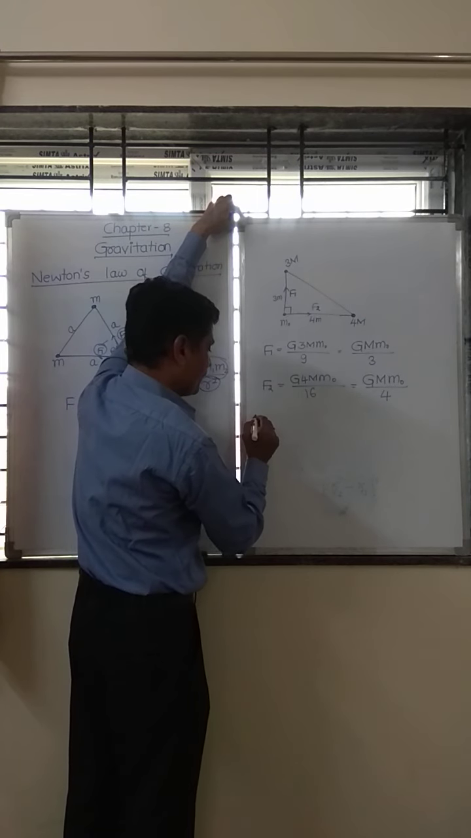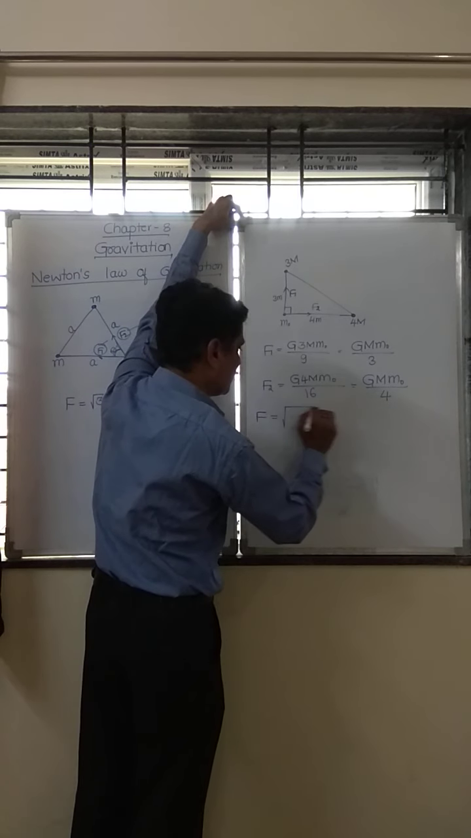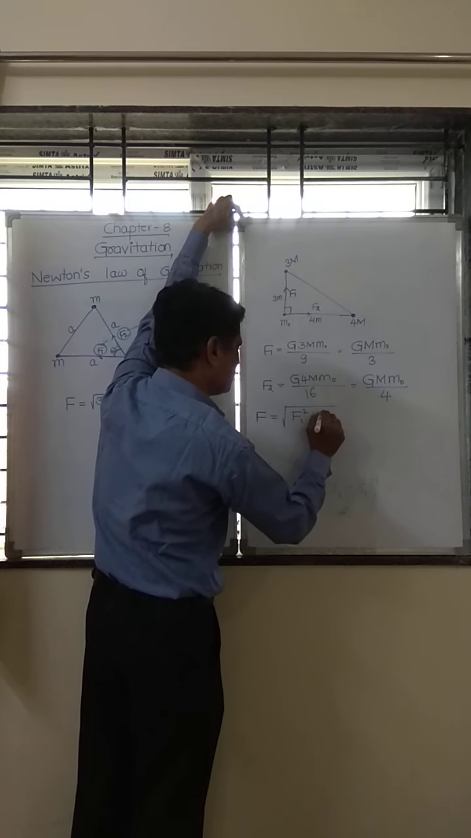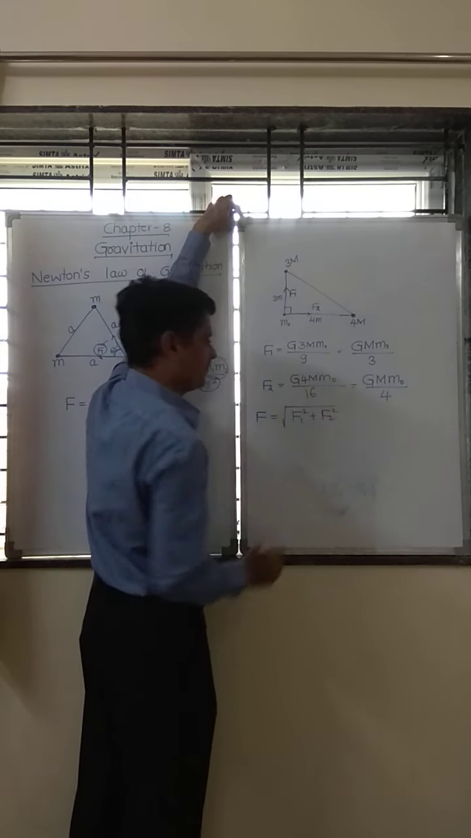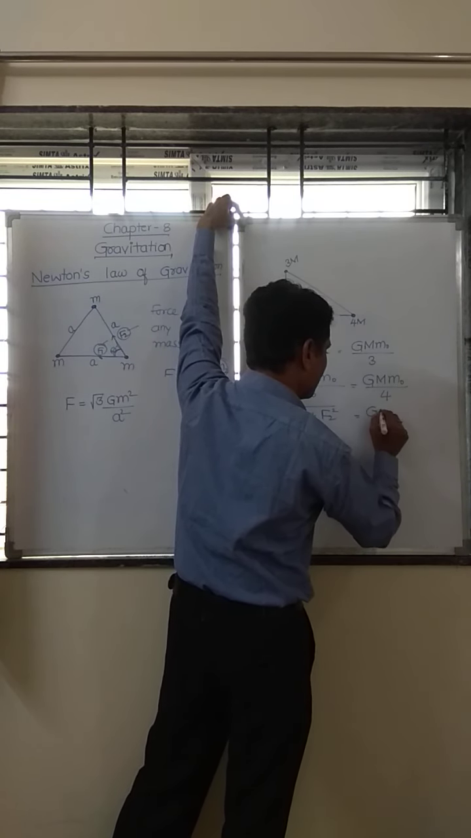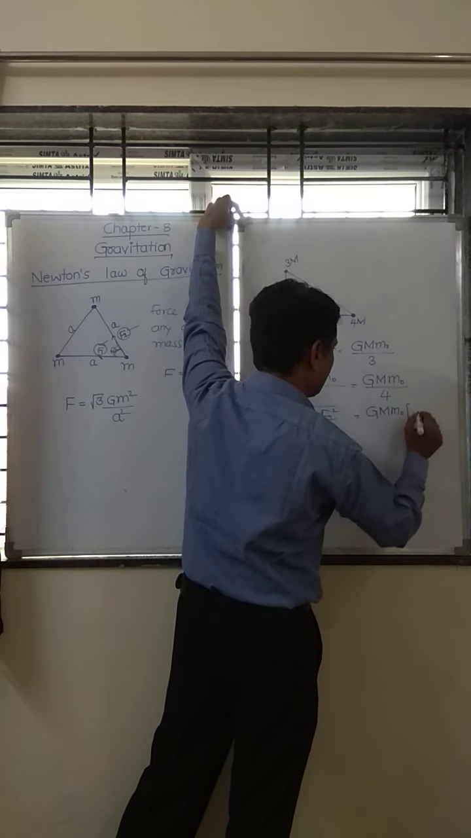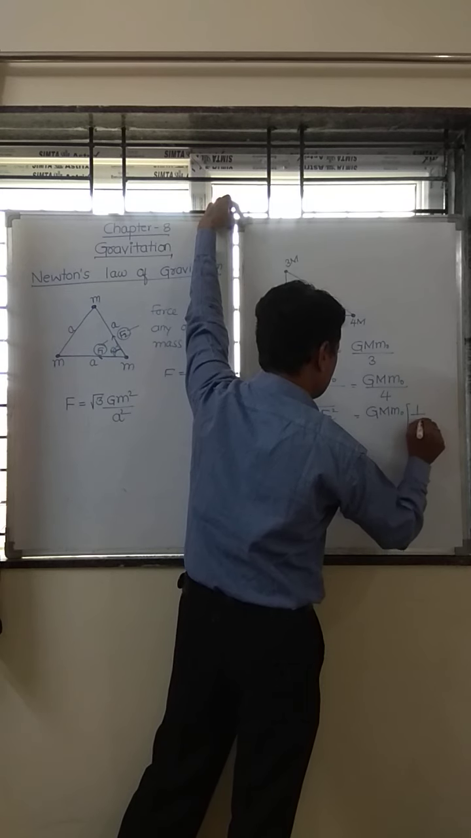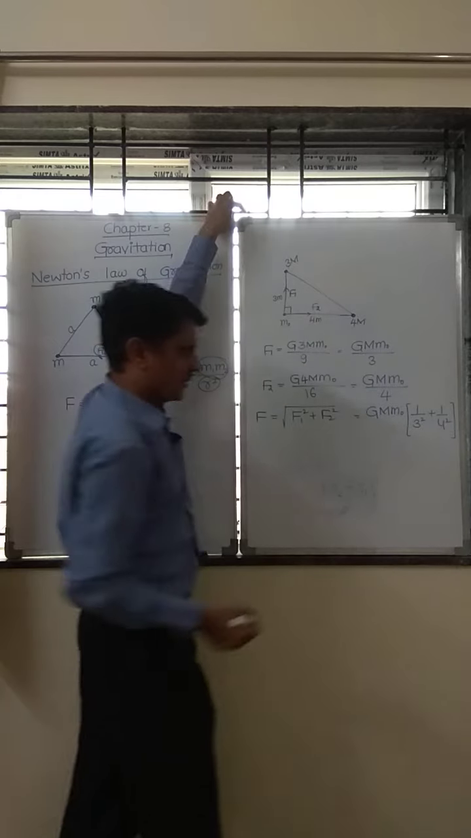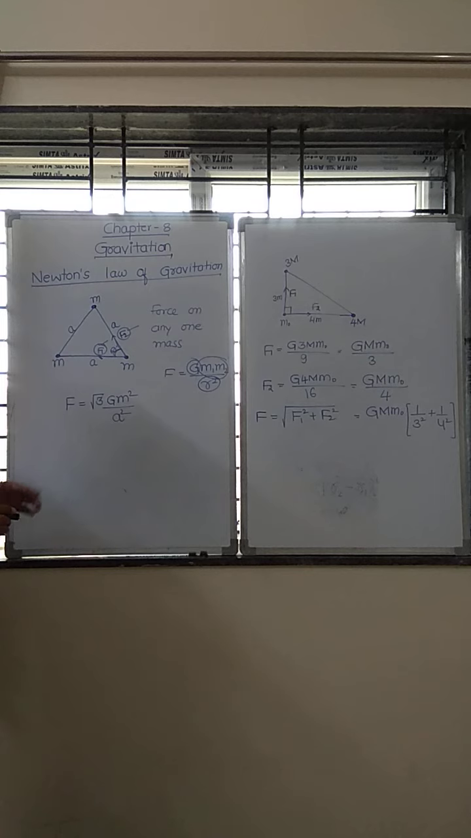Then, you know, when two forces are perpendicular to each other, the resultant is given by the under root of the sum of their squares, F1 square plus F2 square. Now directly you can write, if you simplify, you may get capital G, capital M, m naught in bracket 1 by 3 square plus 1 by 4 square. Remaining you can calculate yourself. This is the second example.